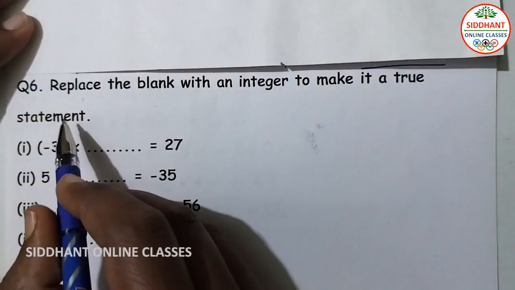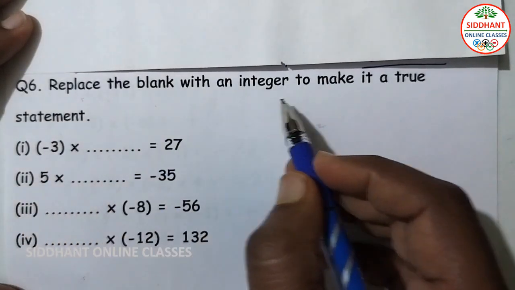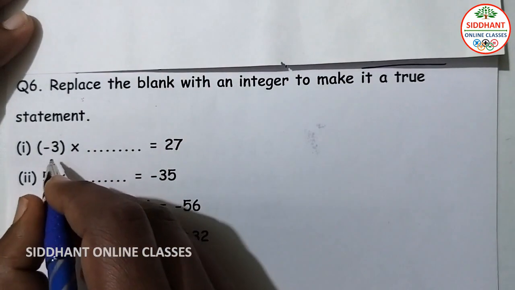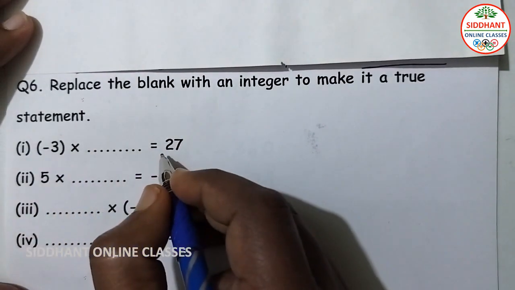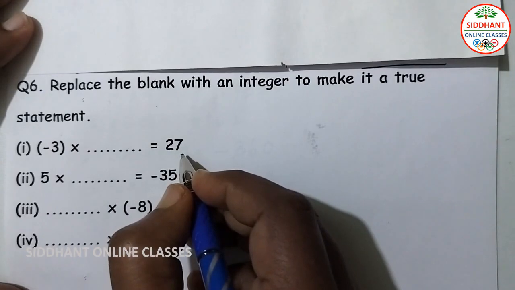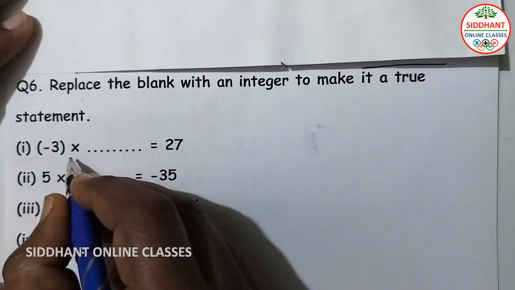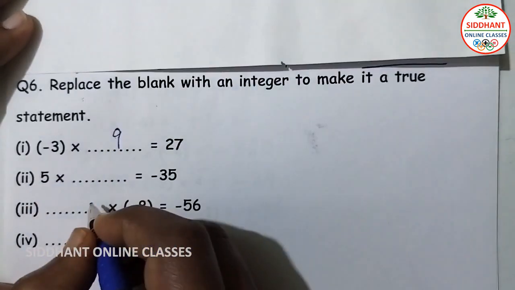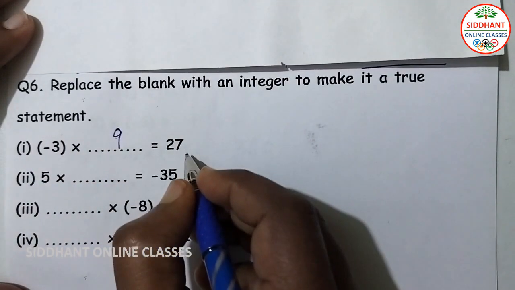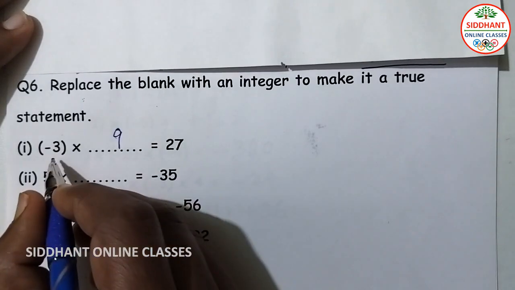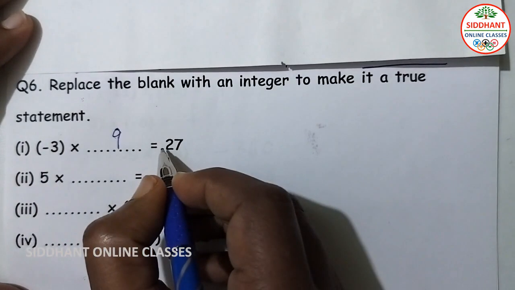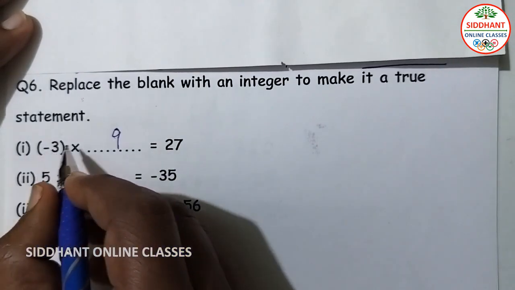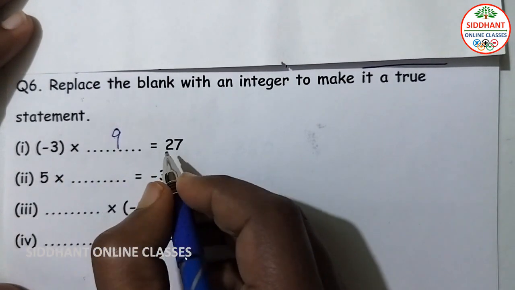Question number 6, replace the blank with an integer to make it a true statement. So first one, minus 3 into dash is equal to 27. So how many times you have to multiply 3 in order to get 27? So here it should multiply with 9. Then 3 into 9, we get 27. But the sign, when you see, the output sign is plus. Here it is minus. So we have to multiply minus with minus in order to get a plus sign.